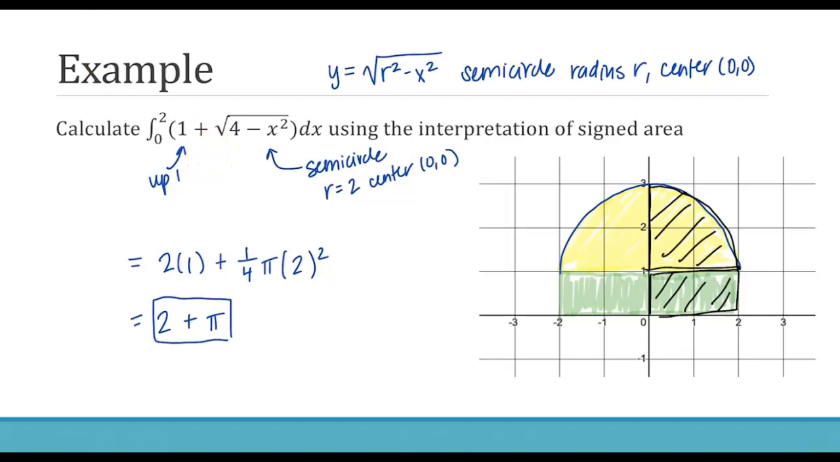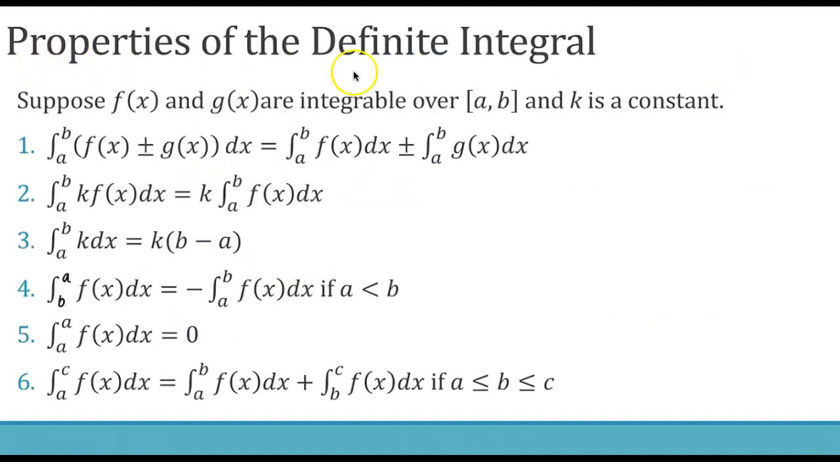Now let's look at some properties of the definite integral. Suppose f of x and g of x are integrable over the interval from a to b and k is a constant. The definite integral from a to b of f of x plus or minus g of x dx can be broken down into the integral from a to b of f of x dx plus or minus the integral from a to b of g of x dx. So if it's a sum or difference, we can do each one separately.